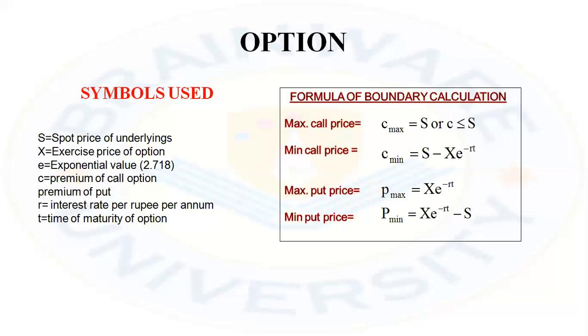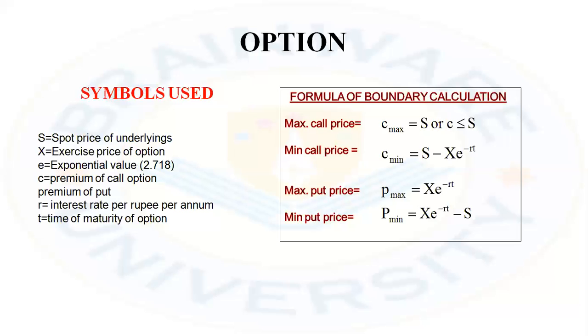is either greater than or equal to the C premium value. That means the premium value will normally be less than S, but in extreme cases it can be S. It cannot be more than S. In that case, an arbitrage opportunity will be created. That means whatever we discussed for the maximum call price or call premium in the previous slide has been just shown here mathematically in formula form by using symbols.